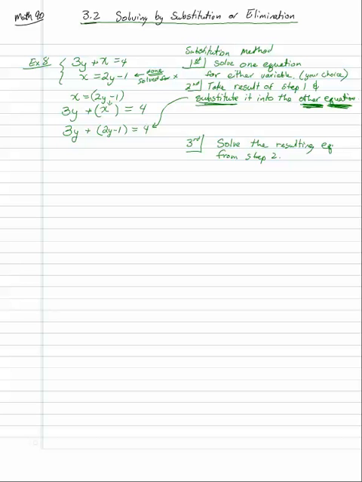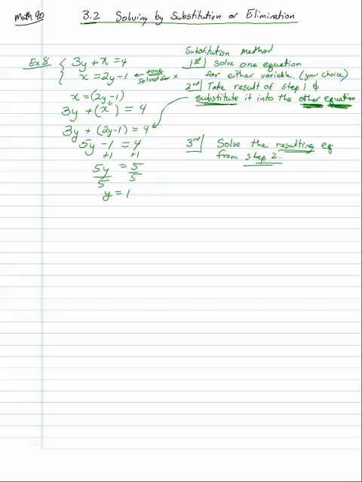Alright, so now we're going to solve the resulting equation from step 2. We're going to take this equation, 3y plus 2y minus 1 equals 4. We can drop the parentheses. We're going to combine like terms. Add 1. Divide both sides by 5. So y is 1.